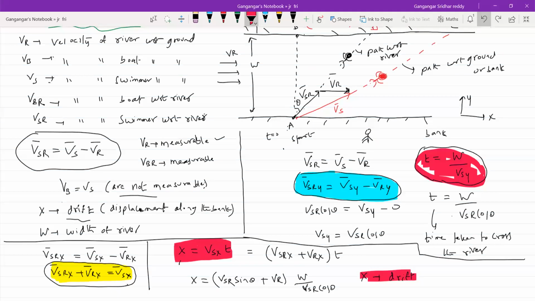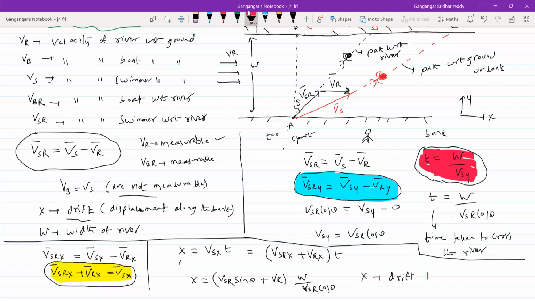There's a theory. In the books, what happened? They have not started with this idea, so you find it very difficult. They didn't bring this Vsry, Vsy. They're just telling it directly. They're writing that the time taken to cross the river depends on Vsr. I think there the trouble will start. So better we begin from here.